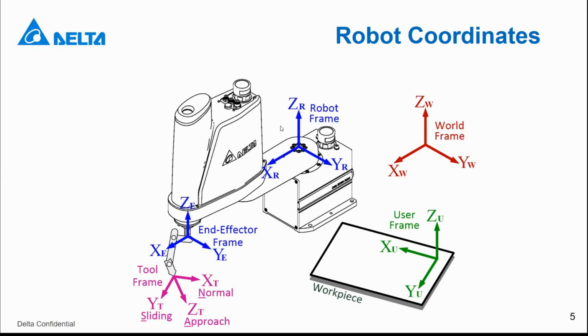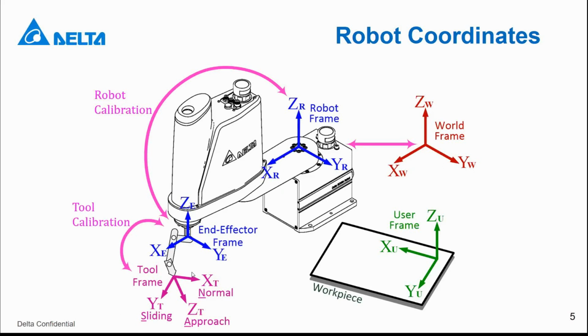So this is a robot frame. And we also have an end effector frame here that defines the end effector of the robot. But in the factory, we already do a calibration between these two frames. So the robot itself knows the relation between these two coordinates.